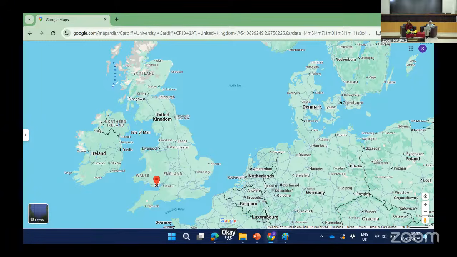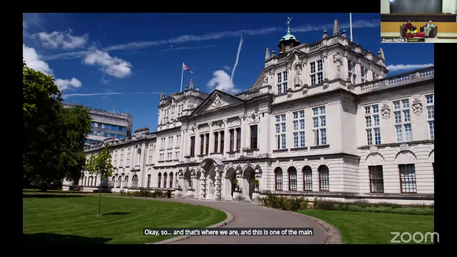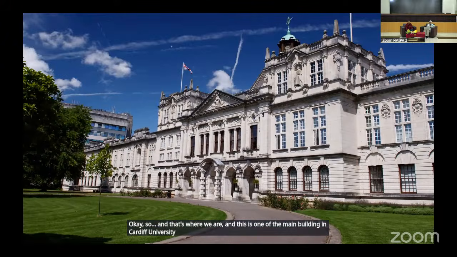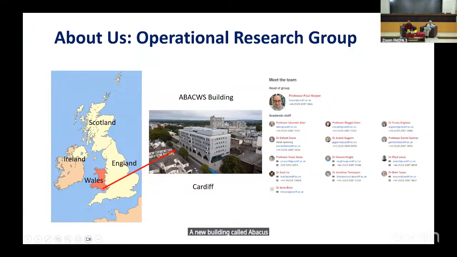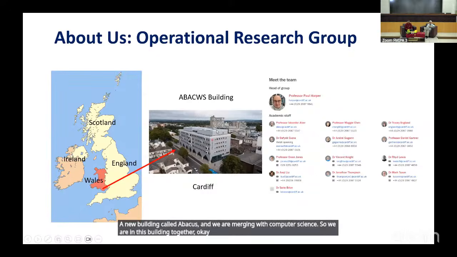Okay, and that's where we are, and this is one of the main buildings in Cardiff University. You've already seen earlier some of the buildings, and mathematics sits in a new building called Abacus, and we are merging with computer science. We are in this building together. There are several research groups in the School of Mathematics, and one of them is operational research.